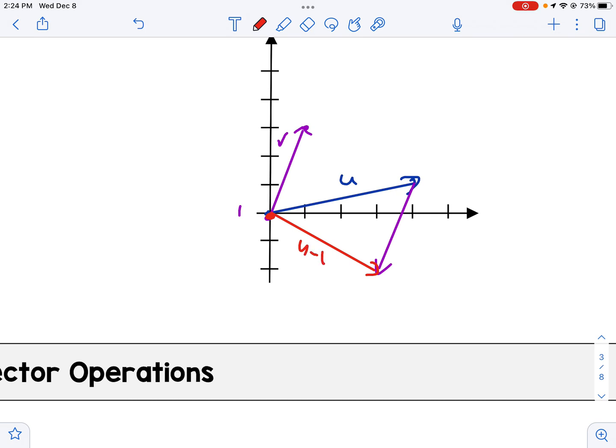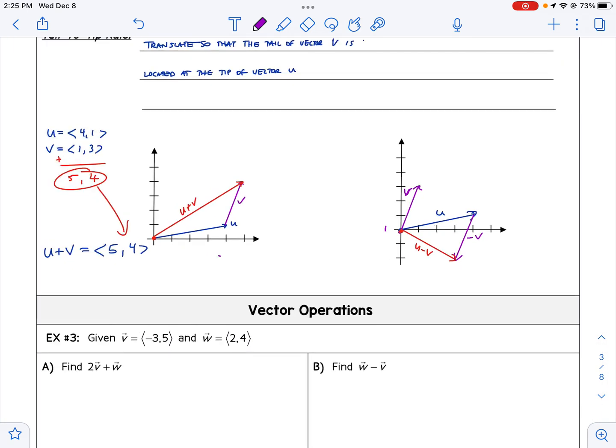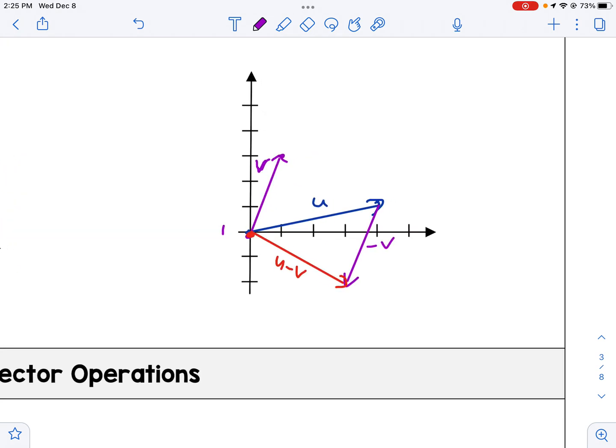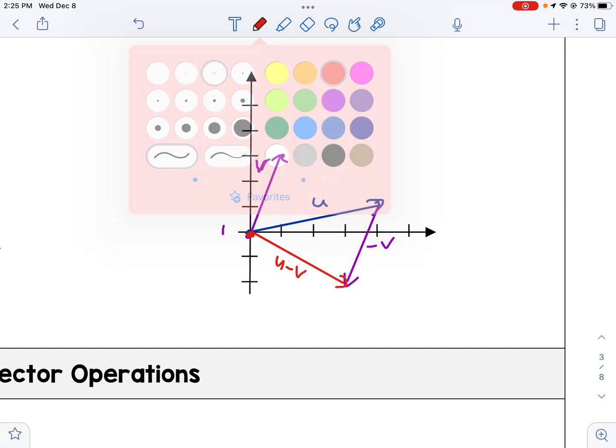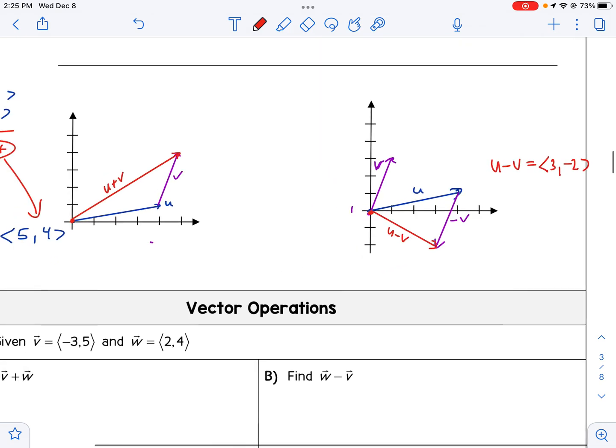And that would be u minus v. Basically I had vector v here, and this is actually negative v, so it's still vector v, just in the opposite direction. Then I would have u minus v. And when we're in component form, same idea, we're still just subtracting them. So 4 minus 1, and 1 minus 3. So that means my resultant vector for u minus v should equal 3, negative 2, because I'm just subtracting the components.